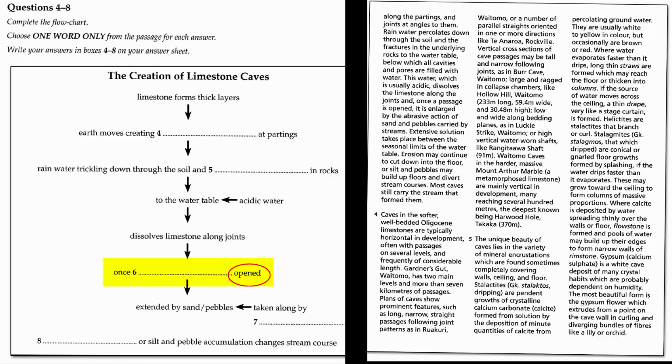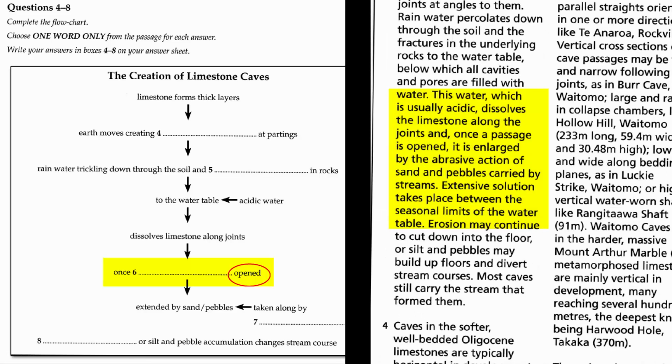Anyways, I found this word once. So I'm going to read this sentence from where the full stop was before. This water, which is usually acidic, dissolves the limestone along the joints, and once a passage is opened. Very simple. So the answer is "once passage opened." Let me tell you, the question type is one word only. If you write "a passage," your answer will be considered wrong because "a" is a word in IELTS.